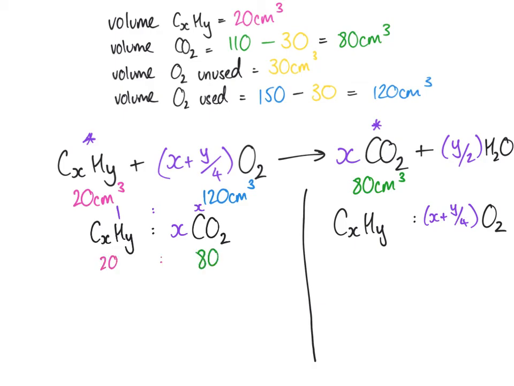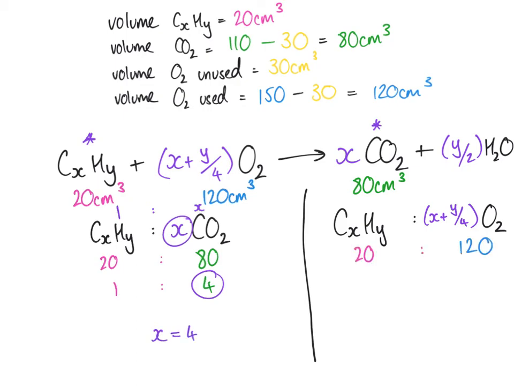So the ratio of your volumes of your hydrocarbon to carbon dioxide is 20 to 80. That's equivalent to 1 to 4, so divide both numbers by 20, your smaller number. That gets you the simplest ratio. And so what that means is that X is equal to 4. So we know that X is equal to 4.